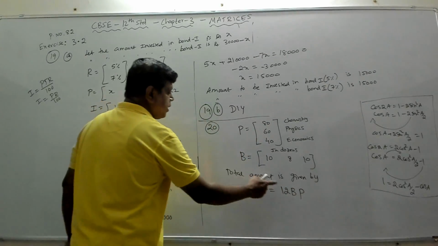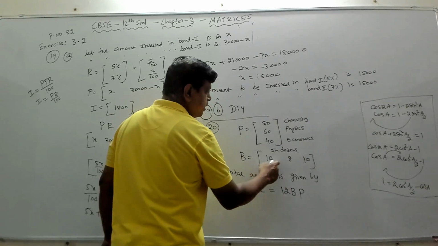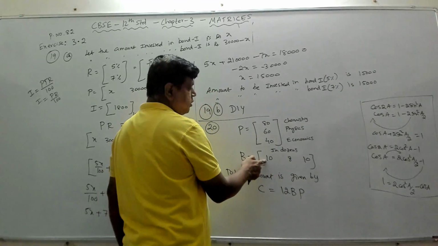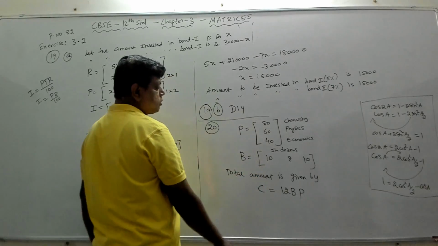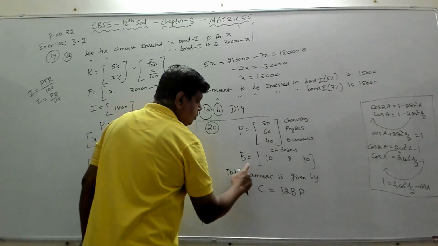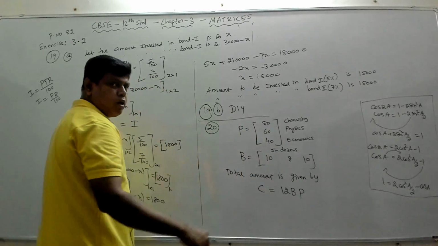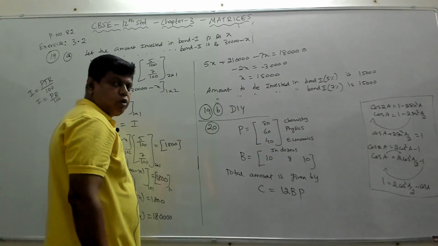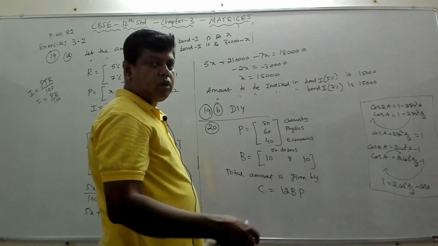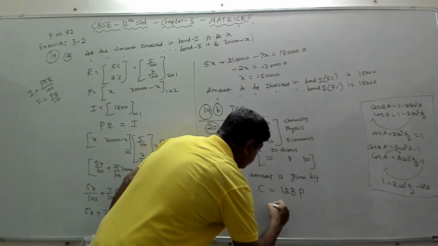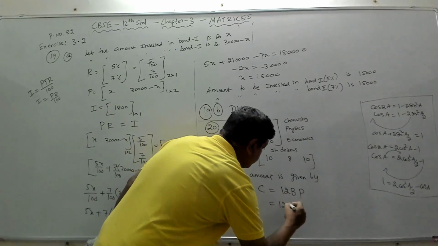The B is this matrix. Why are we multiplying by 12? Because B is in dozens. We need to find the number of books here. 10 dozen means 120 books. So that's why we are multiplying the B matrix with 12 to get the number of books. The number of books into the cost of one book will give you the total amount the shop will get by selling all the books. So we'll keep this 12 as it is, and do the multiplication of B into P.